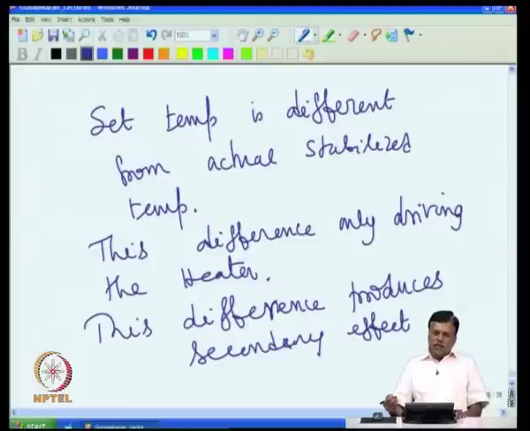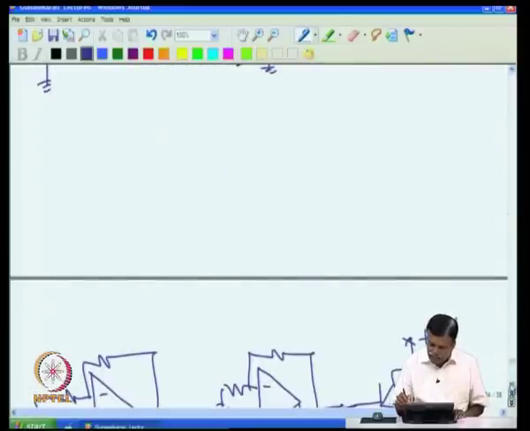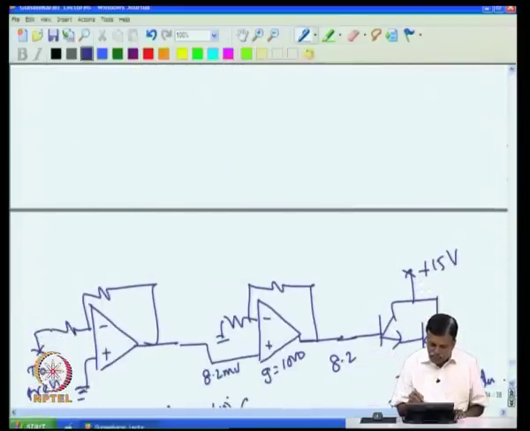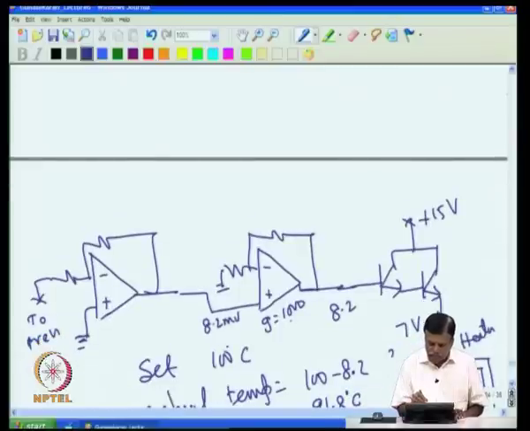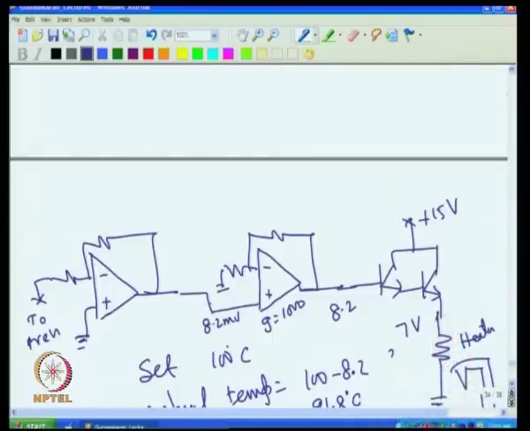The net result is we are not getting the temperature that we wanted. If we want 100 degree C, then the oven is going to stabilize a little away from the set value of 100 degree C. Of course, you may say that I increase the gain, then the error will come down. For example, instead of 1000 gain, I put 10,000 gain, then to get the same 8.2 volt, I need only 0.8 millivolt here. For example, if the oven needs 7 volt to stabilize at 100 degree C, then I need 8.2 volt here. To get 8.2 volt, I need only 0.82 millivolt if the gain is 10,000.